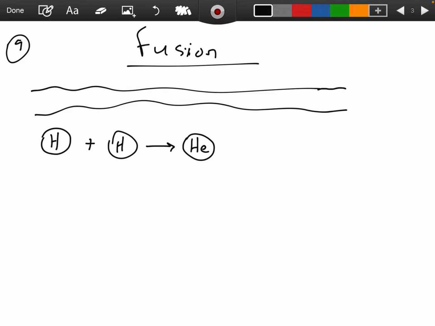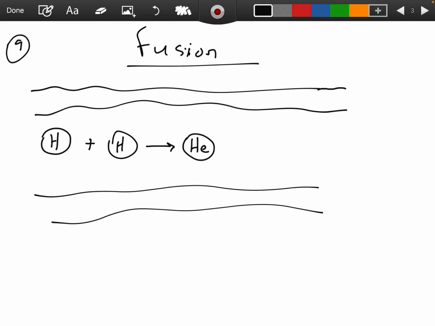The great thing about fusion, and then you're going to write all of this, or one of the advantages of fusion, is that it produces an enormous amount of energy, almost millions of times more energy than fission. So fusion dwarfs fission the same way that fission dwarfs fossil fuels. However, there are pros and cons to all energy sources.